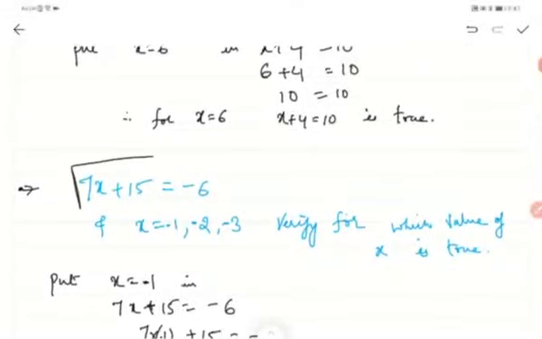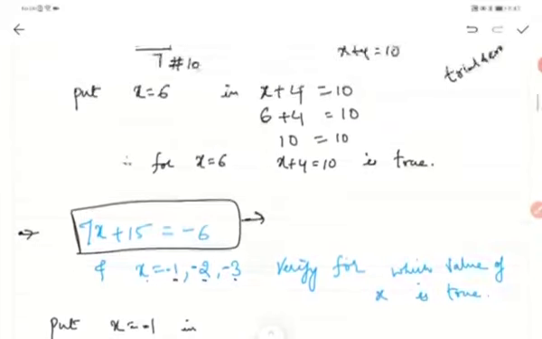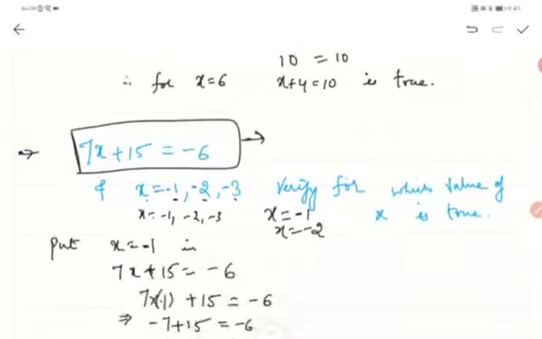So this equation is given: 7x plus 15 equal to minus 6. And x is given as minus 1, minus 2 and minus 3. So they give three values to put in this equation, and you need to verify for which value of x it is true. What does this mean? x equal to minus 1, comma, minus 2, comma, minus 3. This means you need to try x equal to minus 1, x equal to minus 2 and x equal to minus 3.